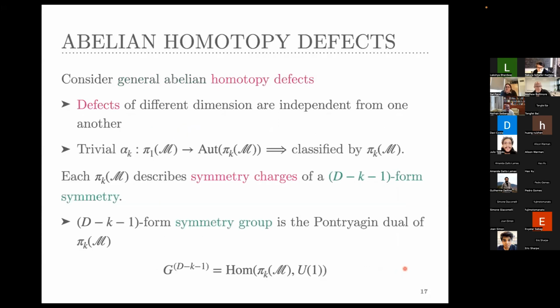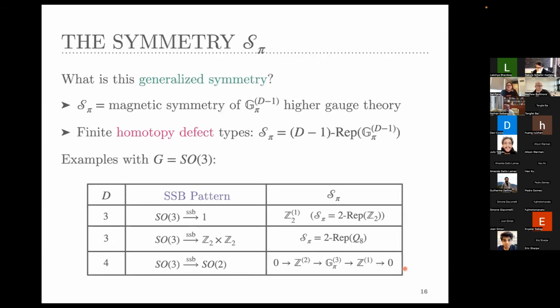Do you have a conserved current for this zero-form symmetry or not? No, I don't know how to think of the symmetry group, or I don't know how to think of the actual symmetry. You should think of G3 as more describing the symmetry charges, not describing the symmetry defects. I don't know how to generally think of the symmetry defects, actually.